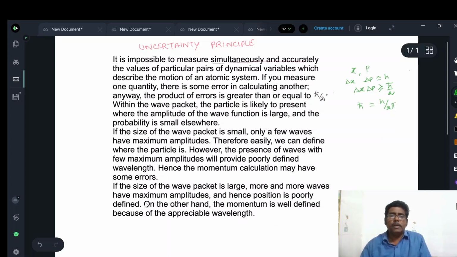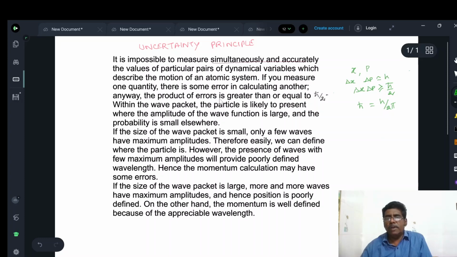This is the statement. It is impossible, that means not possible, to predict or to record at the same instant of time the values of particular pairs of dynamical variables. Here position and momentum are the pair of dynamical variables which are used to describe the motion of an atomic system. If you measure one quantity, there is some error in calculating another. If you measure position accurately, automatically there is some error in calculating the momentum. Or if you calculate momentum first, there may be some error in calculating position.